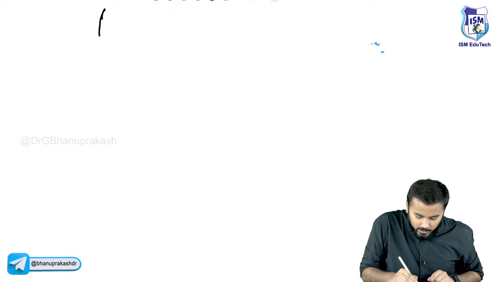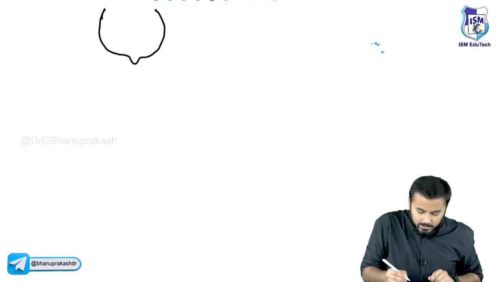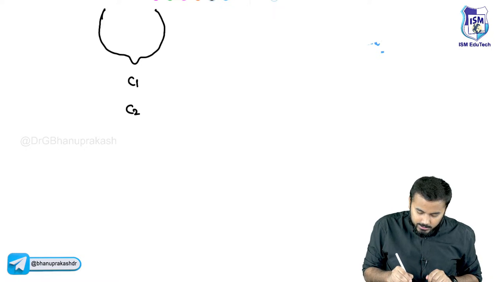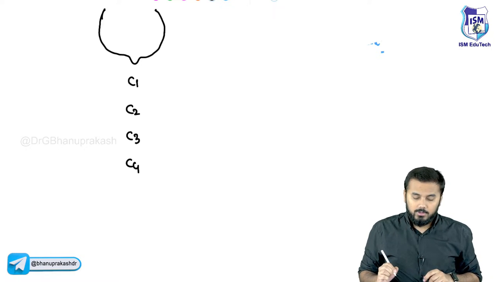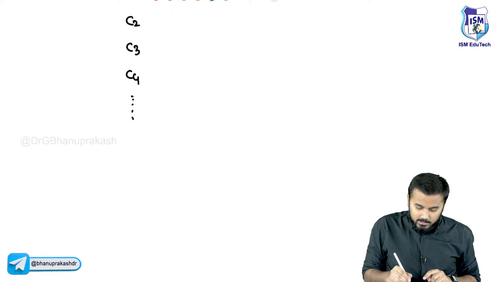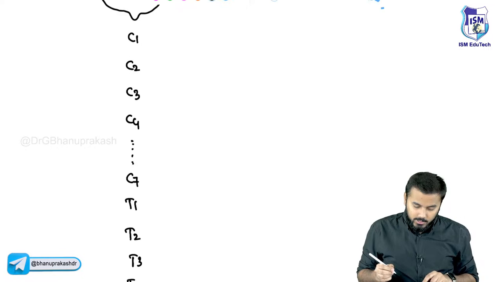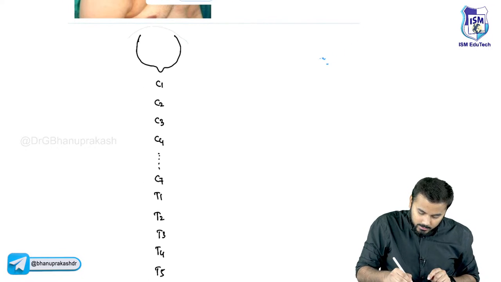First of all, I'm drawing the external occipital protuberance. Ye dekho, ye external occipital protuberance hai. Then I'm drawing C1, C2, C3, C4. Okay? I'm leaving some vertebra like this. C7, T1, T2, T3, T4, T5. Okay? So all these vertebra are there.